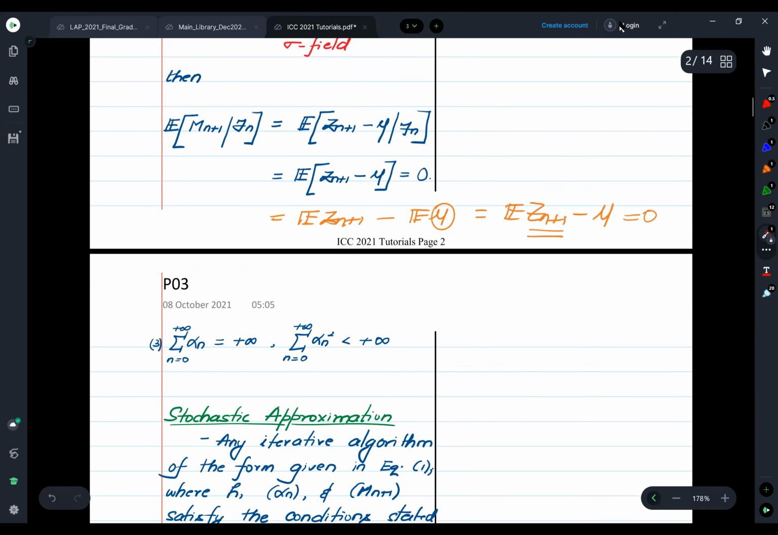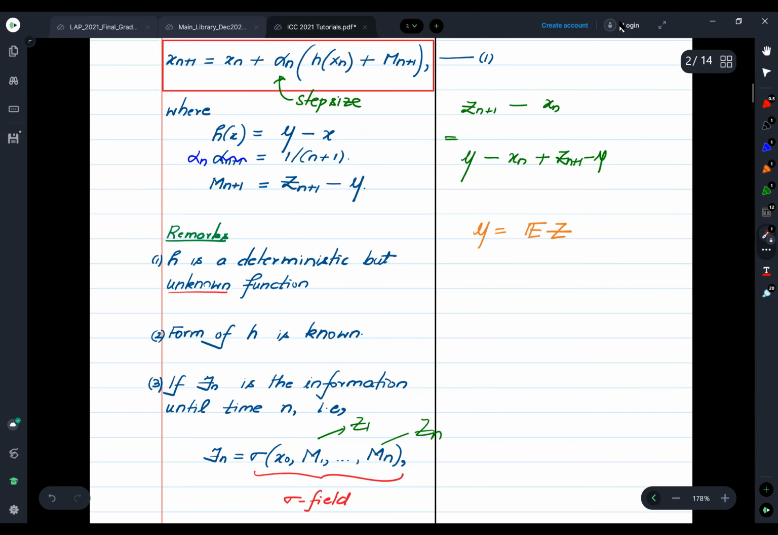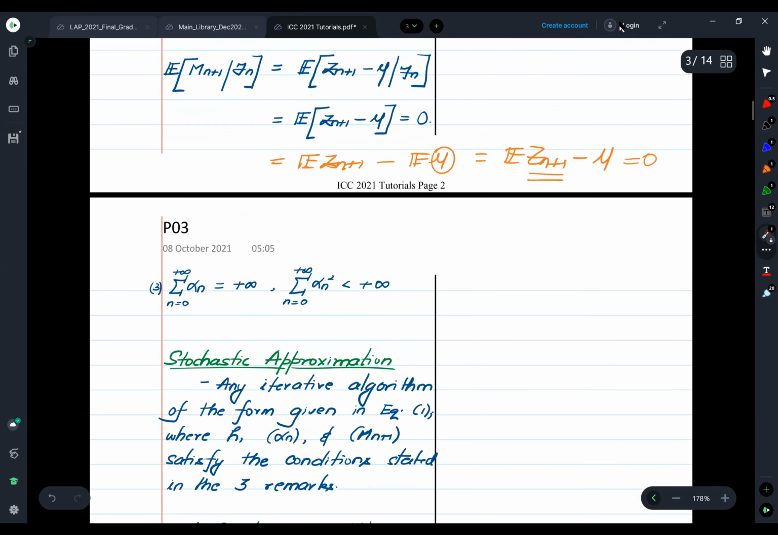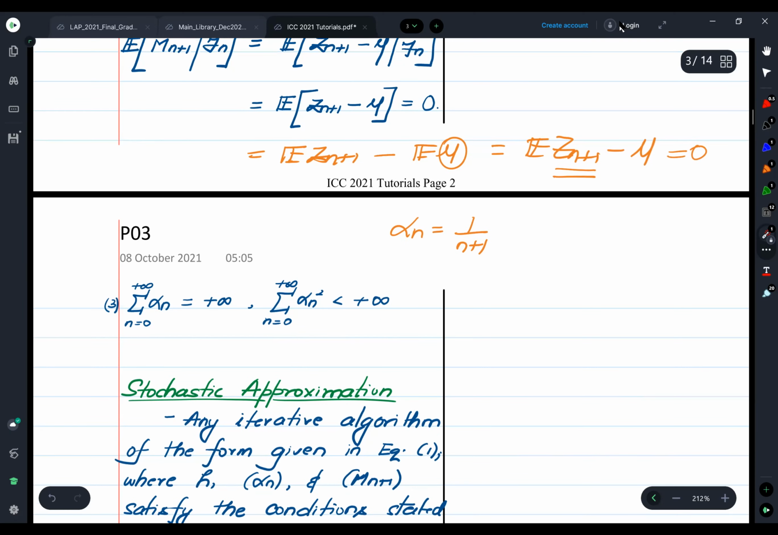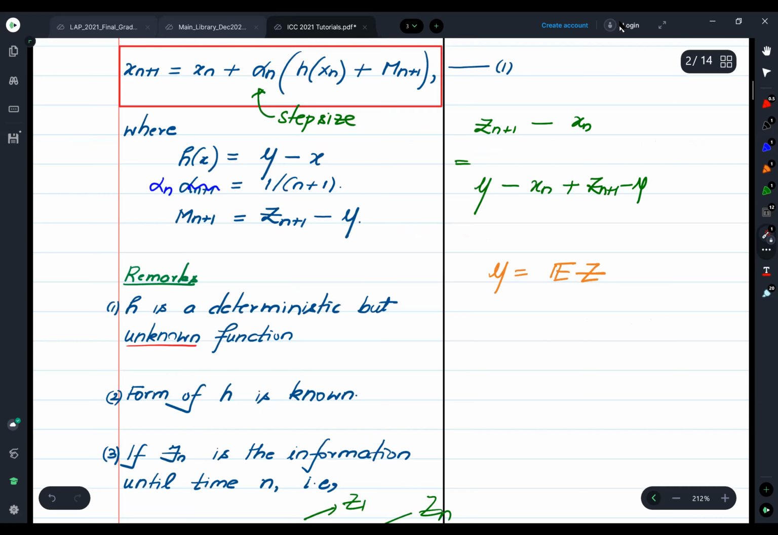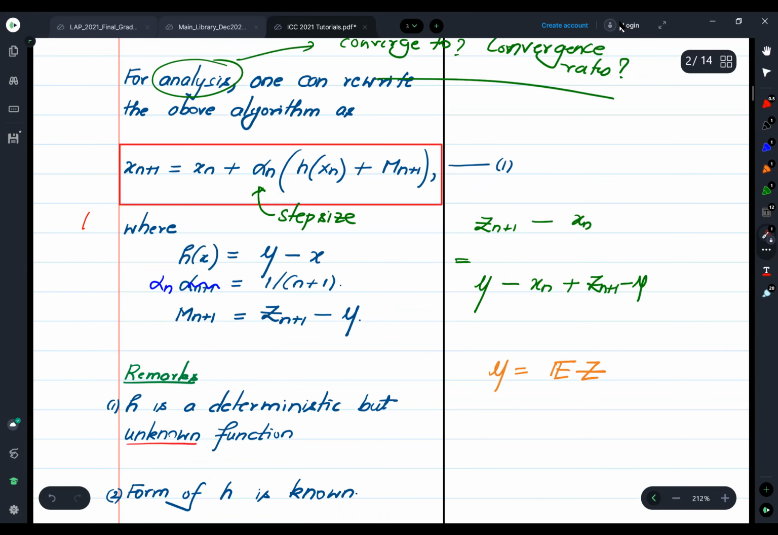And finally, with regards to this alpha n sequence that we have over here, because we have assumed alpha n to be 1 over n plus 1, from your undergraduate course, or maybe even from high school, you would be aware that if you add 1 over n plus 1 from n equals 0 to infinity, this will be plus infinity, and if you take the squares of this and add them up, this will be less than infinity, right? So these are the different properties that one can say with regards to this update rule that we have over here.